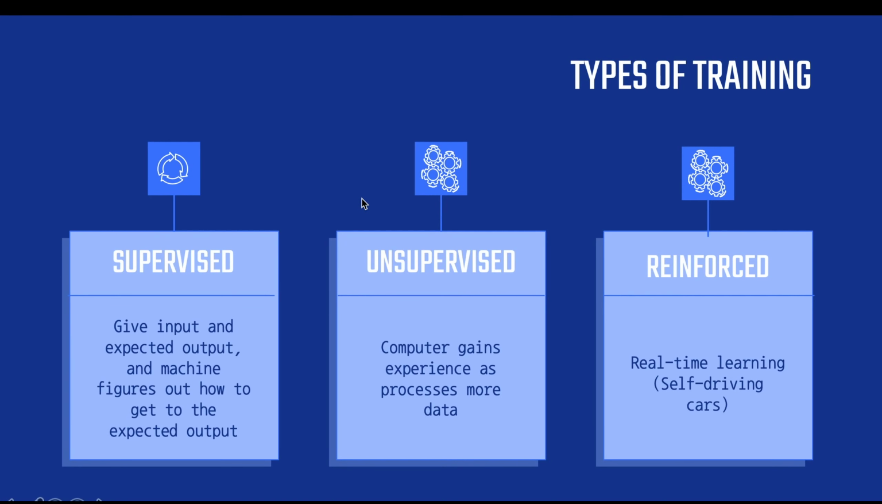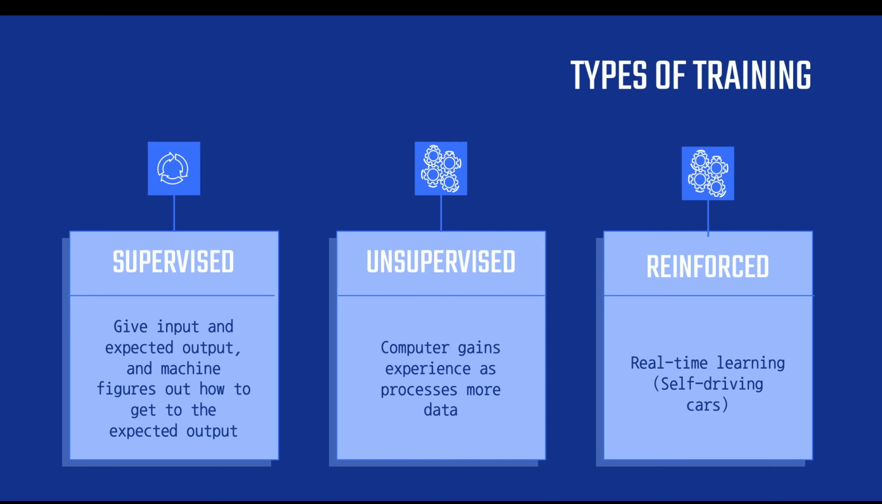There are 3 types of training: supervised, unsupervised, and reinforced. With supervised training, I have the data and I know the result, and I give it to the machine. And the machine has to figure out what to do with the data to get to the result. So if I give 2 and 2 equals 4, 3 and 3 equals 6, the machine will figure out that it has to add 2 and 2 and 3 and 3.